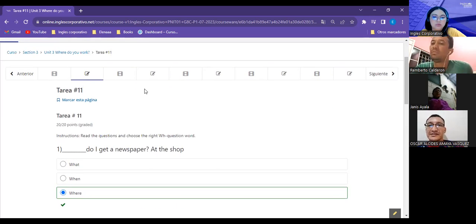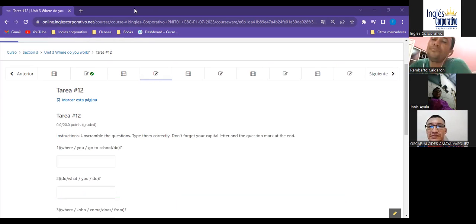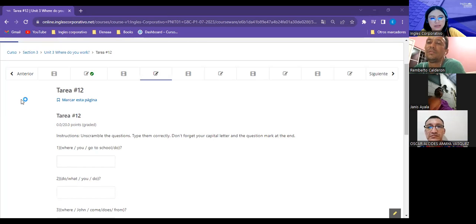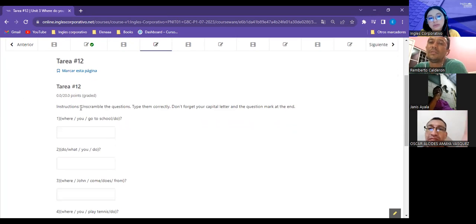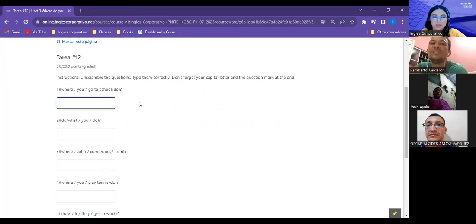Ok. Aquí está la número 11. Number 12. What do you think about number 12? What is the instruction? Okay, I am back. What do you have to do? You need to unscramble. Si se fijan las indicaciones es capital letter. Period. Question mark at the end. Pregunta, signo de interrogación. Okay.